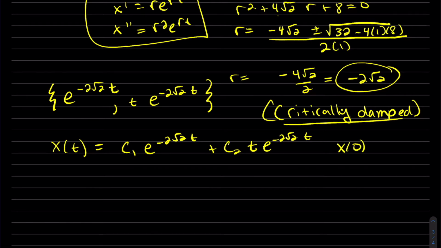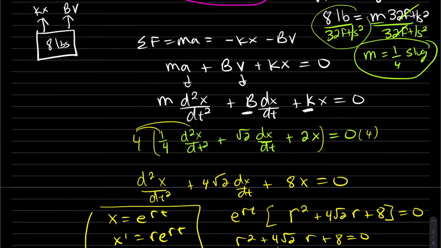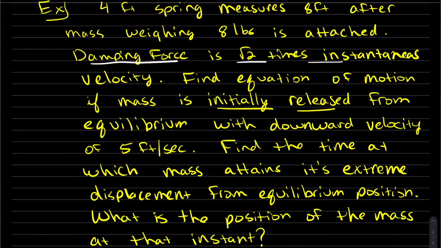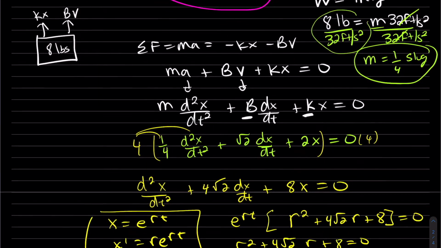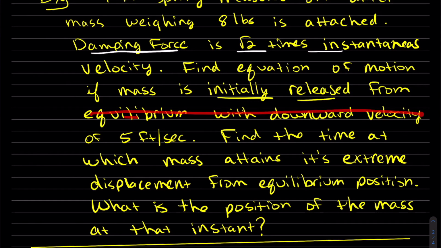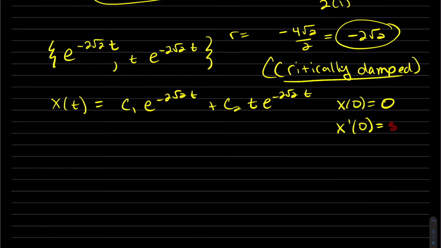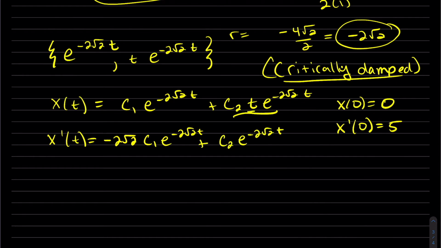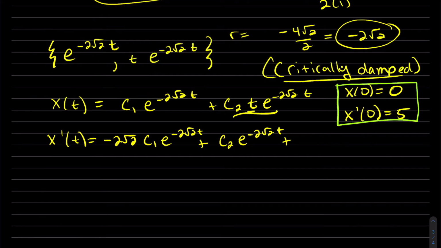My x of 0, my initial distance. Let's go back and read it. It's initially released from equilibrium, which means x of 0 is 0. With a downward velocity, there it is, of 5 feet per second. That's my x prime of 0 is 5. Product rule here for the derivative of that, and the second part of it, the derivative of that, power and chain rule.